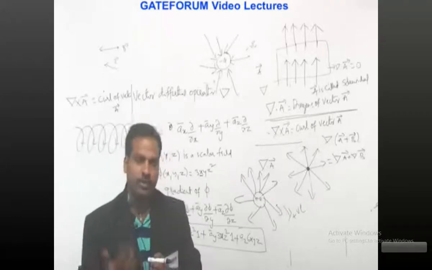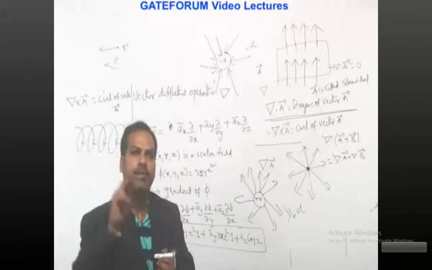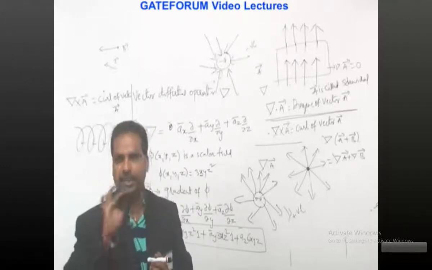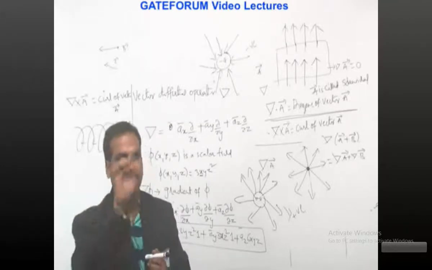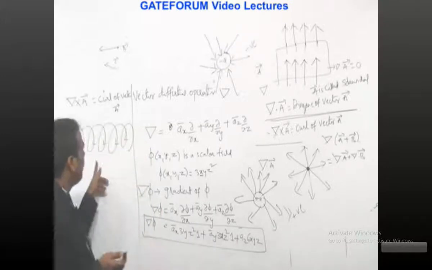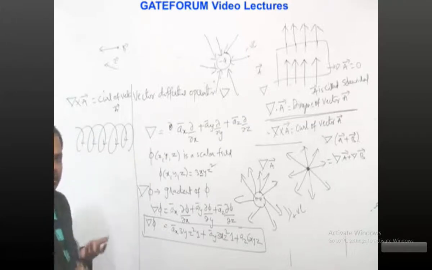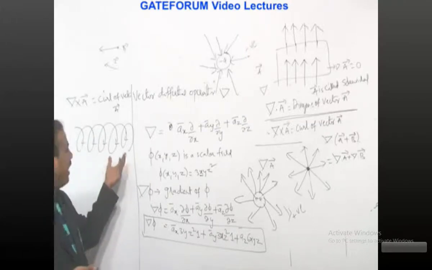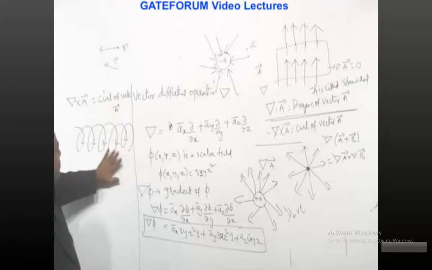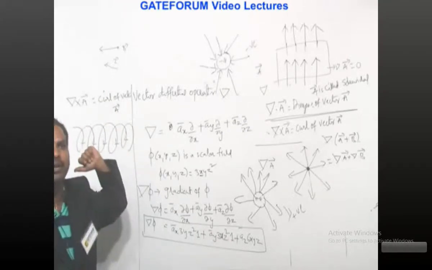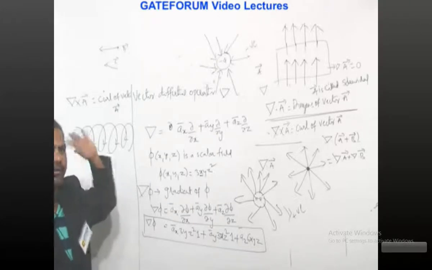There is a magnetic field around that inductor. How will the magnetic field be? The magnetic field will have a rotating nature, because it looks somewhat curly like this. When a magnetic field looks like this, how do we analyze it, sir? That quantity can be analyzed with respect to the vector called the curl of a vector.